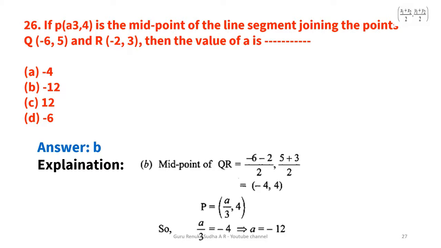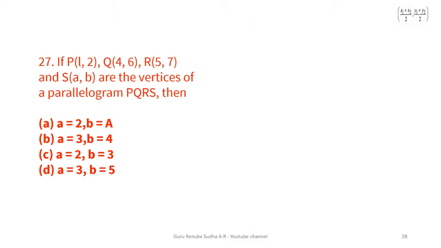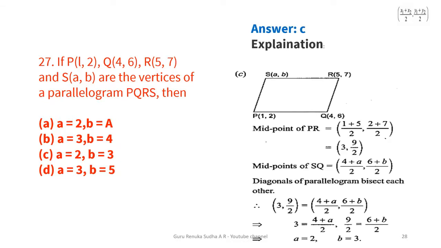27th question. In the 27th question, they have given the coordinates of 4 points. They are asking, are they the vertices of a parallelogram or not? Yes, I have drawn a diagram here. So I am using the midpoint formula here, and PR and PQ are the diagonals of this parallelogram. If the diagonals bisect each other, then by using that property you can easily calculate the value of a.